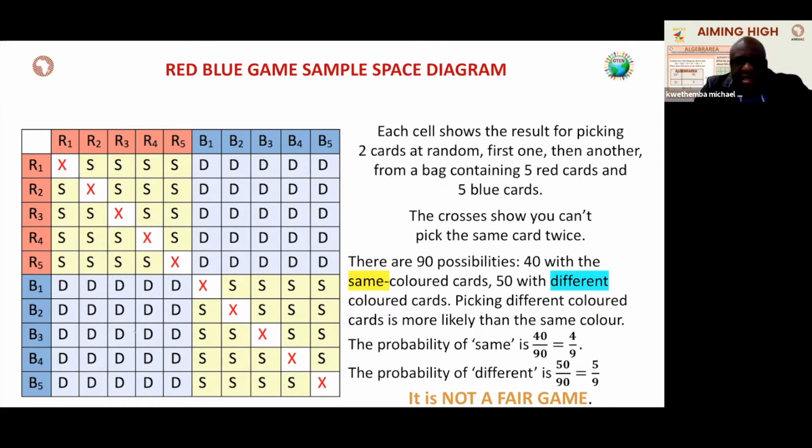And if we look at the whole sample space or the two-way diagram, we have seen before that we had 100 possibilities, but now we are removing all the X's because there is no way one can pick the same card twice. So we remain with a sample space of 90.